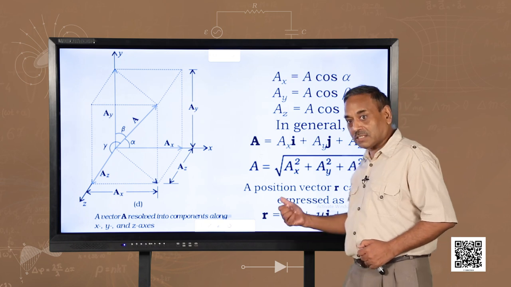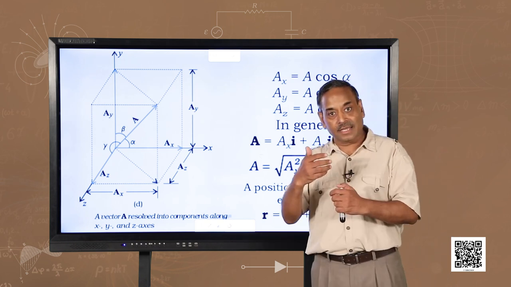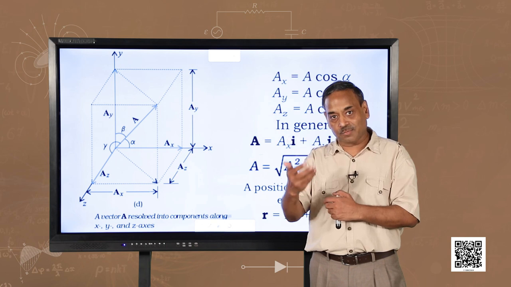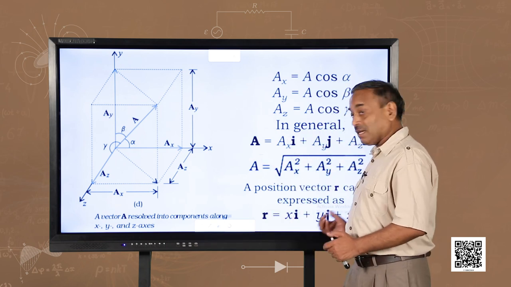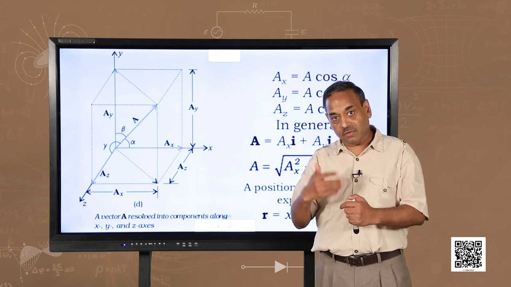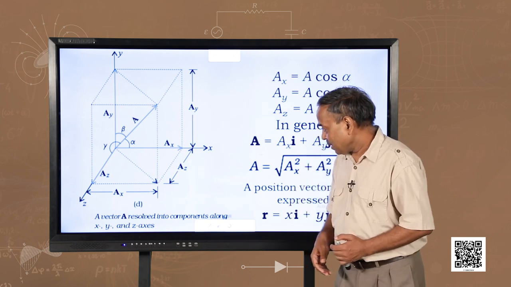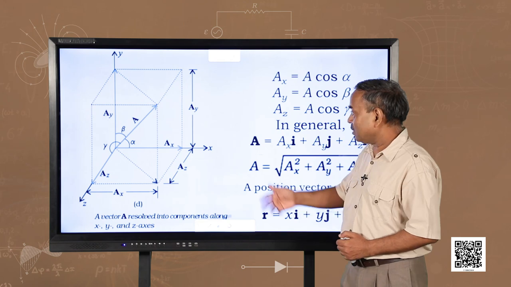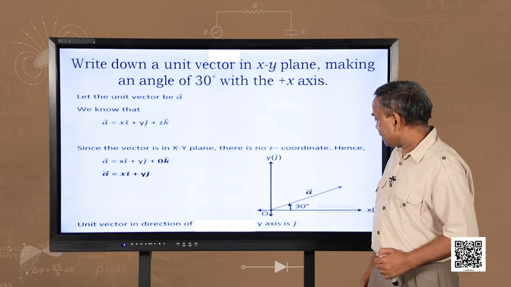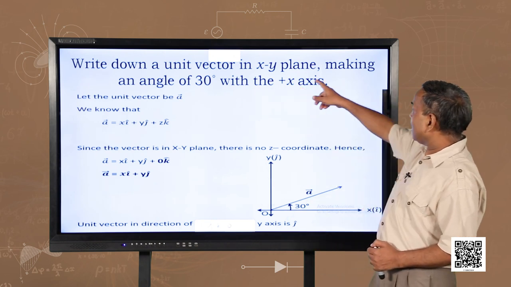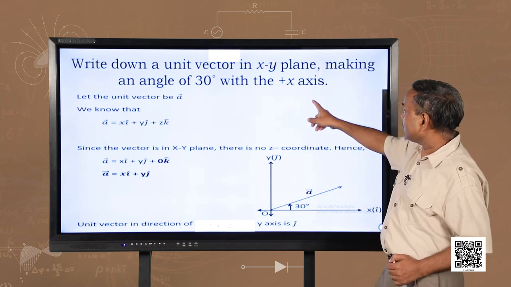So, a position vector R can be expressed as R is equal to x i plus y j plus z k. What are x, y, z? These are the components along X axis, Y axis, Z axis respectively. Now, needless to say that i, j, k are the unit vectors along X, Y, Z directions respectively. So, this is how you can resolve the vectors. Now, let us do an exercise. Write down a unit vector in XY plane making an angle of 30 degrees with the plus X axis.